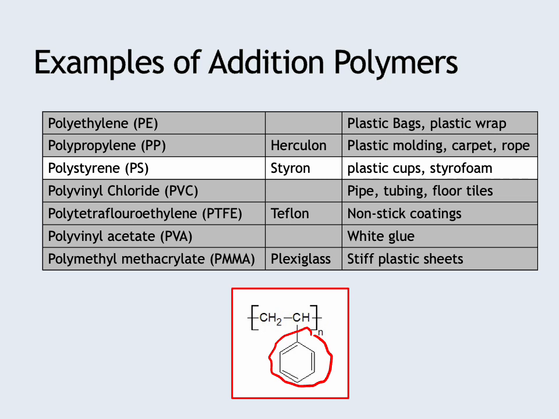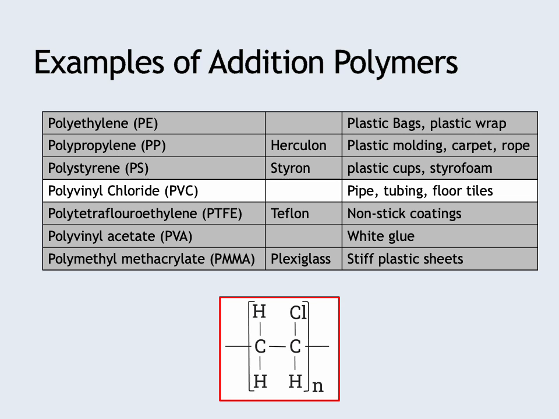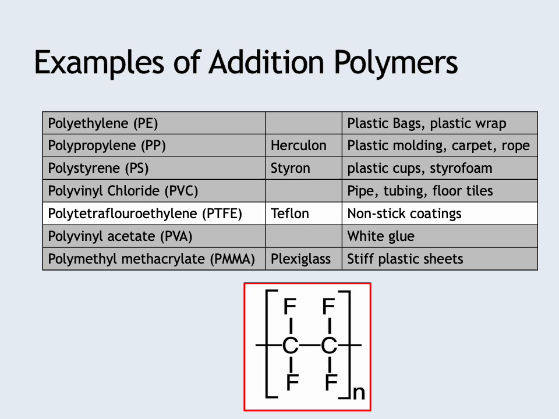PVC we know of as a plumbing material. And in that case, I just have a chlorine, but this is maybe deceiving because the chlorine atom is much larger than the hydrogen atom. So it's similar to polystyrene, that PVC is more stiff than, say, polyethylene or polypropylene. Polytetrafluoroethylene, PTFE, is also known more commonly as Teflon. And I have fluorine atoms instead of hydrogen atoms along the length, which are very slippery and contribute to the properties of Teflon.